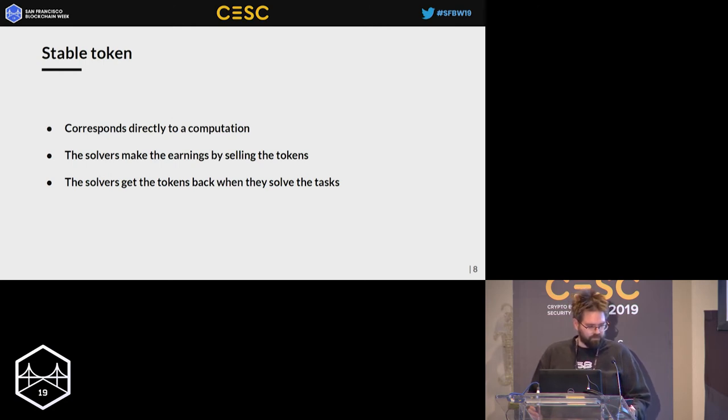So the stable token corresponds directly to a computation task. The model using the stable token is as follows. First, the solvers sell the tokens to the task givers, and then the task givers use the tokens to post tasks, and then the solvers get the tokens back when they solve the task, and then we are back in the original state, and the solvers can start selling the tokens again.